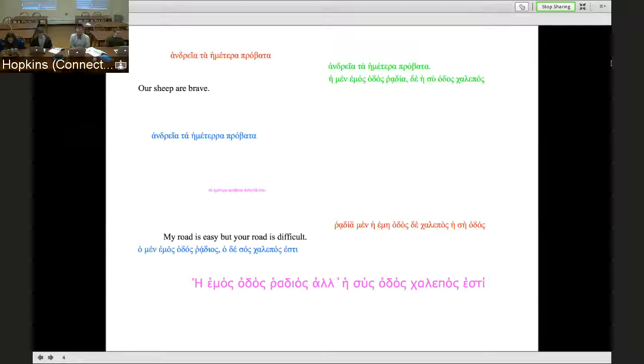Focus. All right. So look at Will's purple sentence over here. We want to know if there are any issues. My road is easy, but your road is difficult. So let's stay with my road is easy. Anyone?